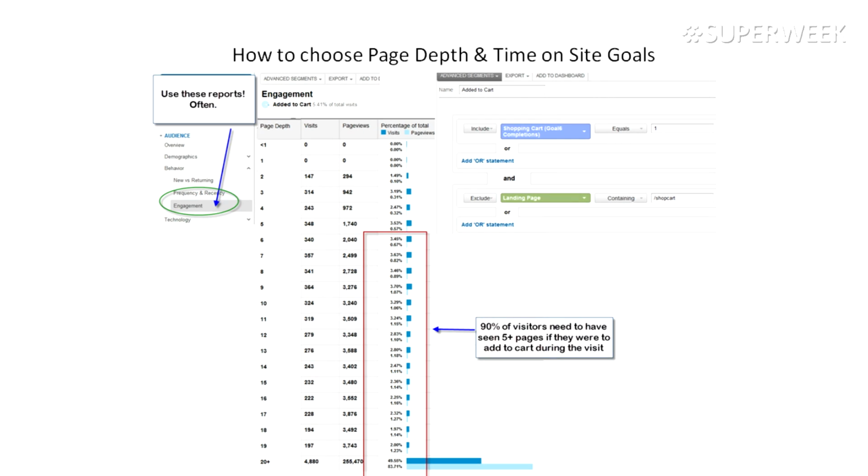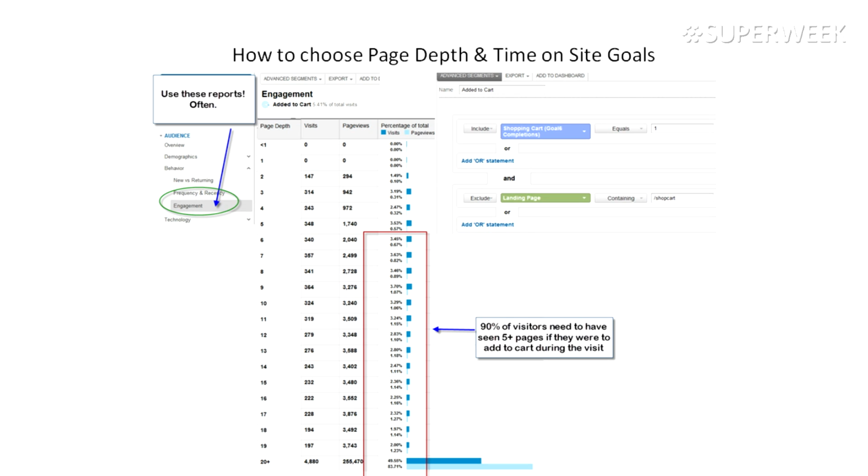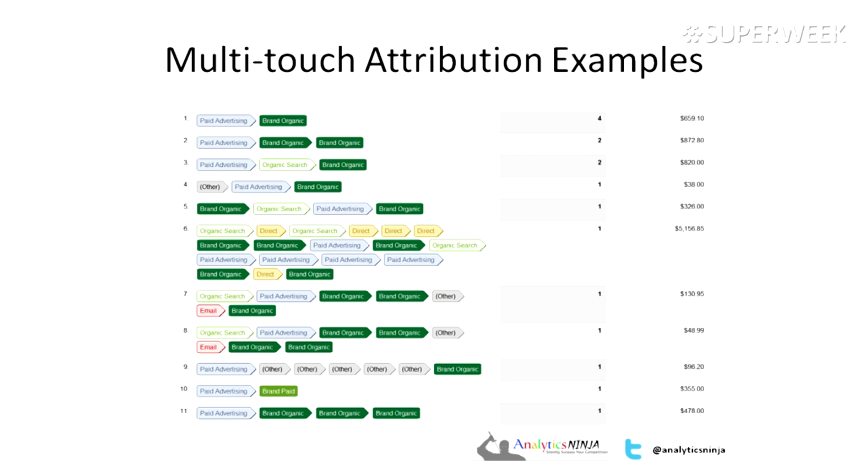Here's one way that I like to choose page depth and time on site goals. Let's say I set a goal for shopping cart adds. I want to know how many people are adding to the cart on their visit. Then I apply that advanced segment to the engagement reports on the audience section. Okay? Use these reports. They're very powerful, the frequency and recency and engagement. Now I see that 90% of the visits where somebody added something to the cart, I see that 95% added something after 5 pages, so that's why I chose that as my engagement goal.